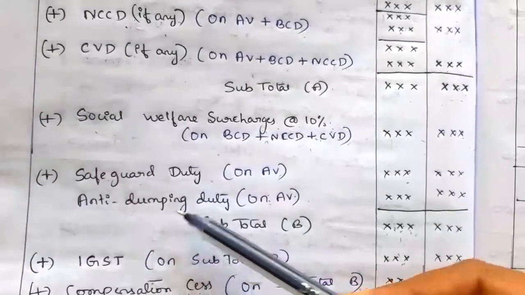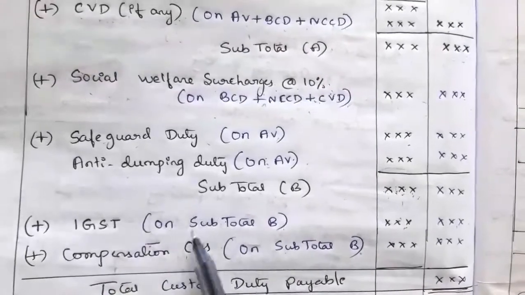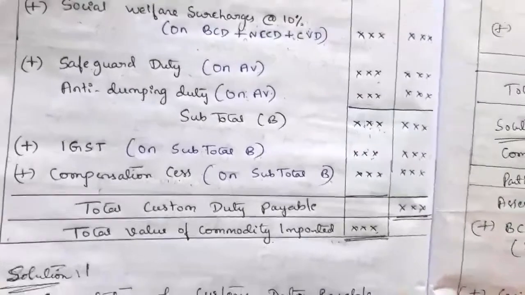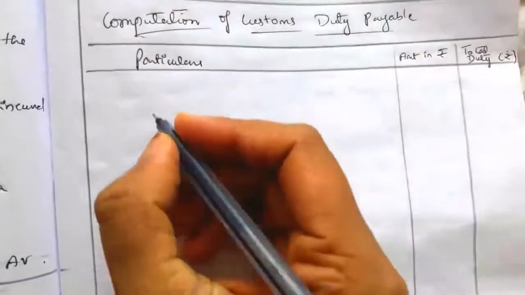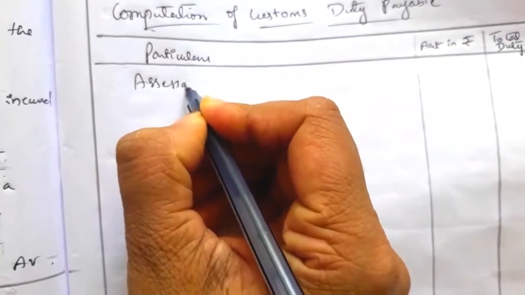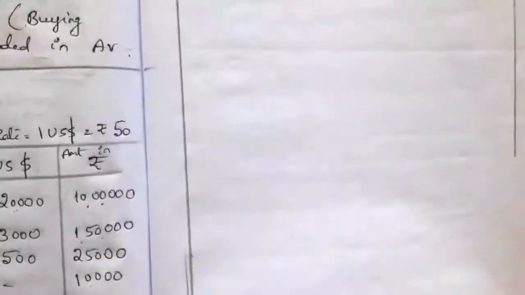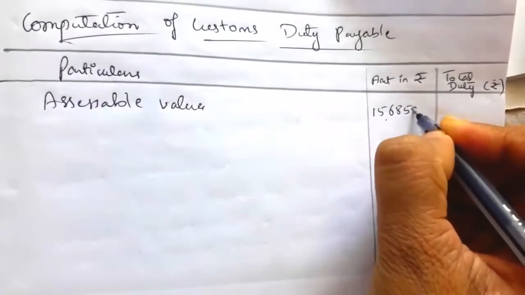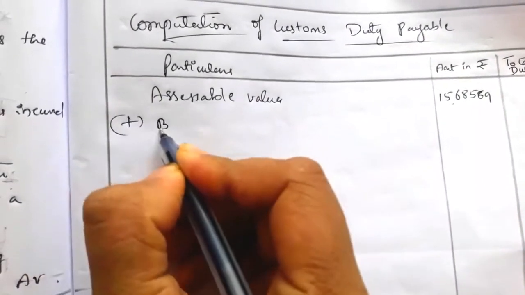Then safeguard and anti-dumping duty if any, calculated on AV. We get subtotal B. Then IGST on subtotal B we have to calculate, and compensation cess also on subtotal B. So we will get the customs duty payable. Now we will work out the solution. Firstly, we take the assessable value, as we calculated, 15,68,569. We should not write the amount in the second column.